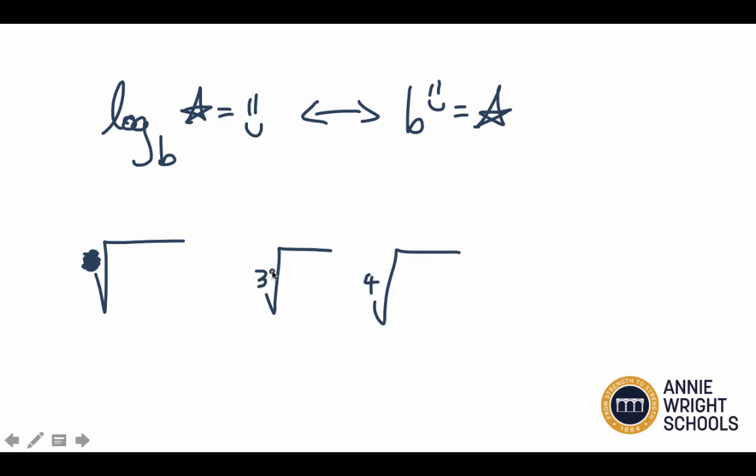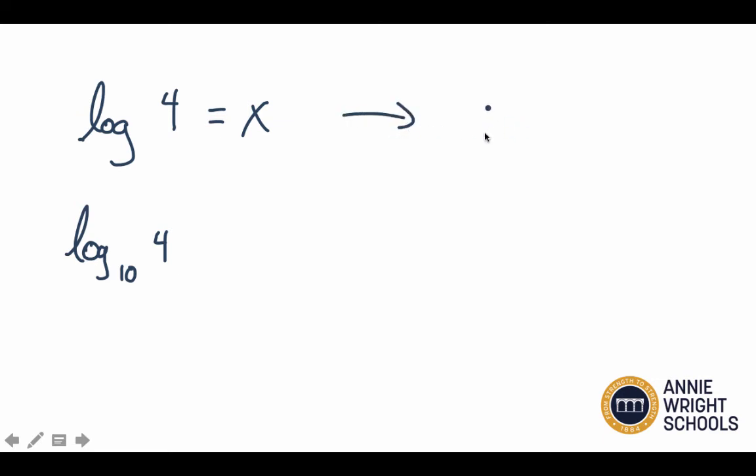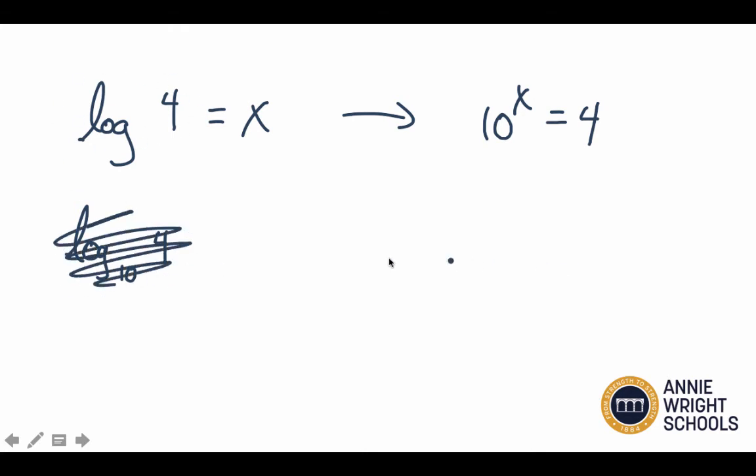Well, with logs, there are 2 bases that we use all the time. And one is base 10. It's called the common log. So when you see log of 4, what that means is log base 10 of 4. So if I told you log of 4 equals x, then that means 10 to the x equals 4. This is what log of 4 means down here, but we never write it this way.